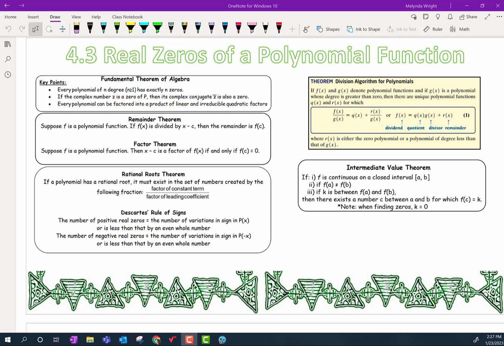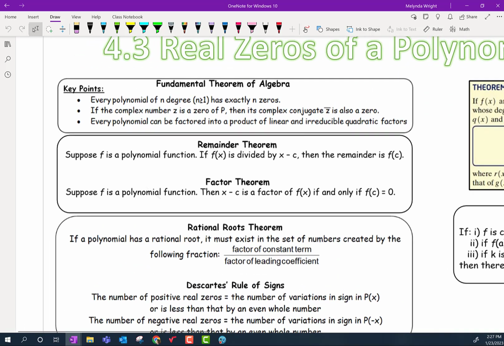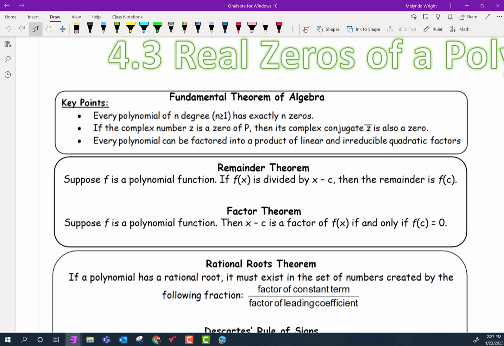All right, so let's take a look at today's lesson. Today's lesson has some topics that we talked about and learned last year in Algebra 2 Honors. What we're going to do is look at several. Some of this will be new, but some of it will be what you've already learned. So let's start with the fundamental theorem of algebra.